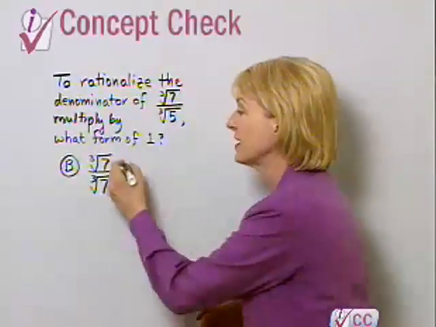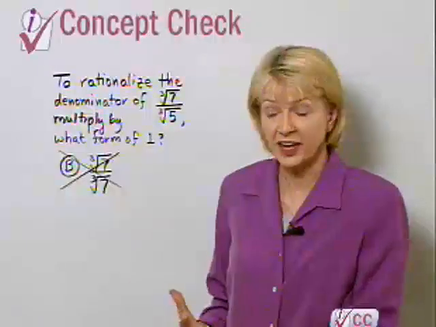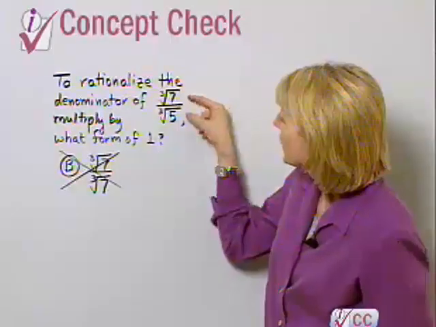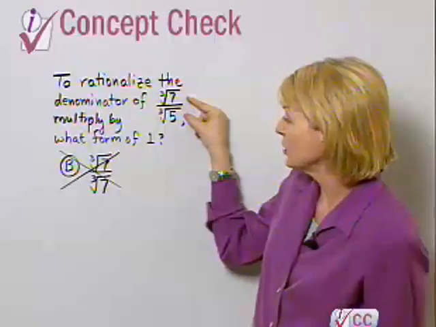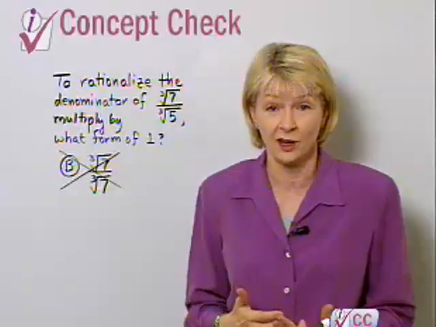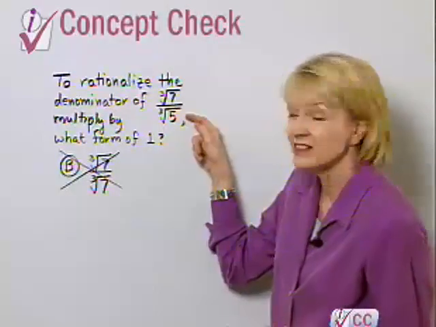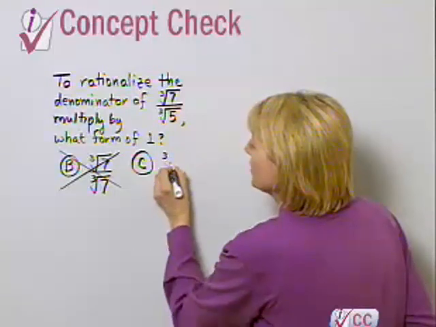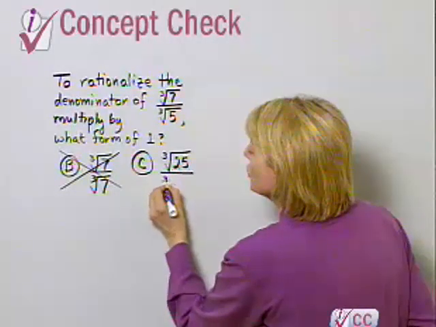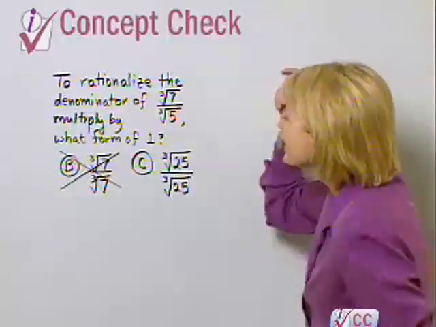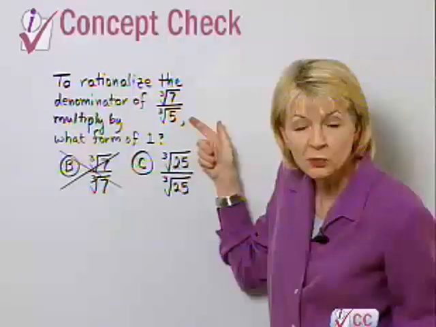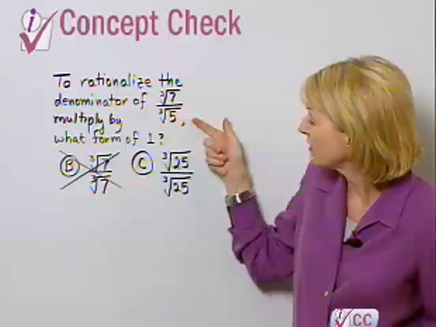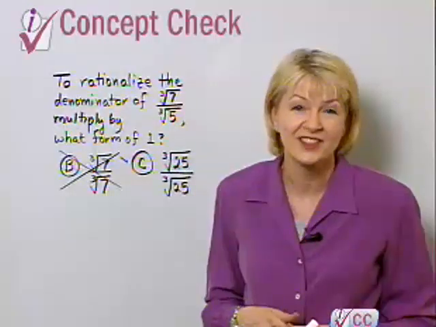B is not the correct answer, although it is mathematically okay to multiply this expression by this because this is 1. What you'd have is the cube root of 49 over the cube root of 35, and that will not help you rationalize the denominator of this expression. To rationalize the denominator of that expression, you need to multiply numerator and denominator by cube root of 25, because in the denominator you would then have the cube root of 125. That's a perfect cube, and that simplifies to 5. So choice C is the correct choice.